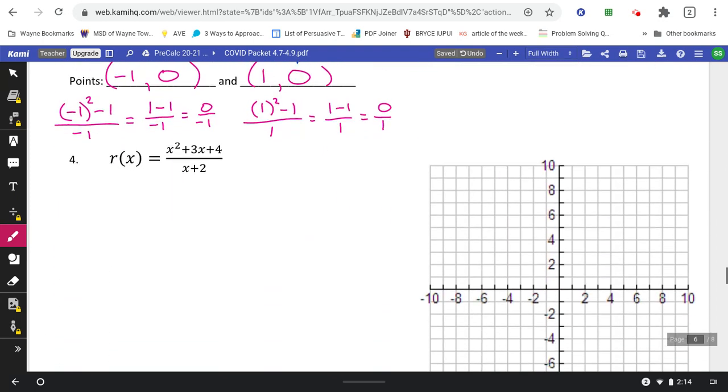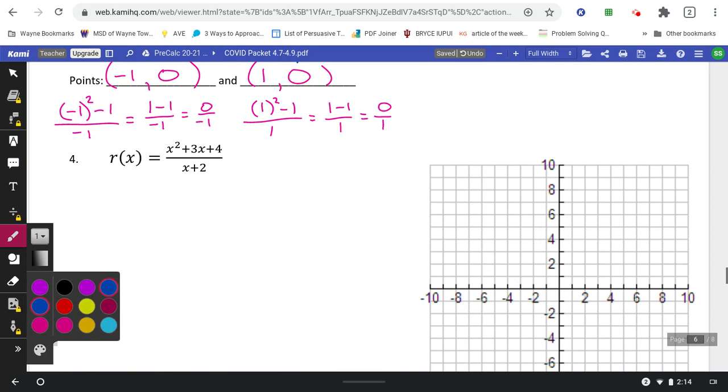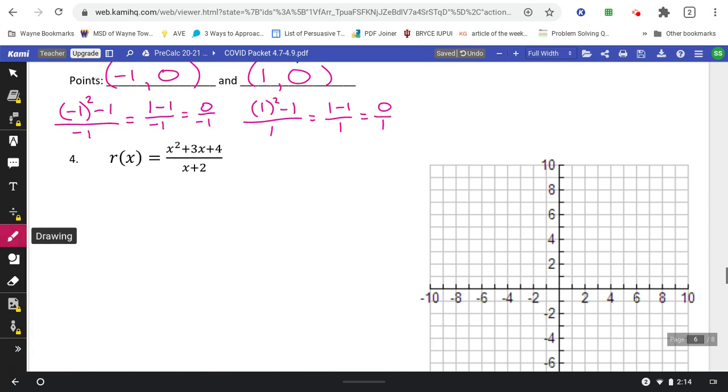Right, and my last one, example number 4. We'll start by doing our vertical asymptote. Set the denominator equal to 0, and solve.